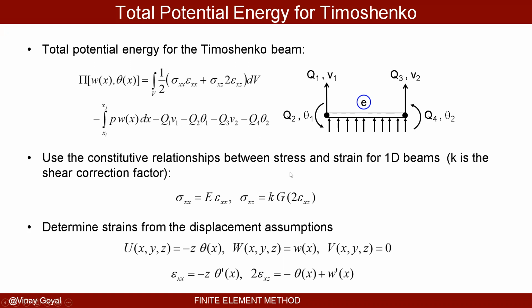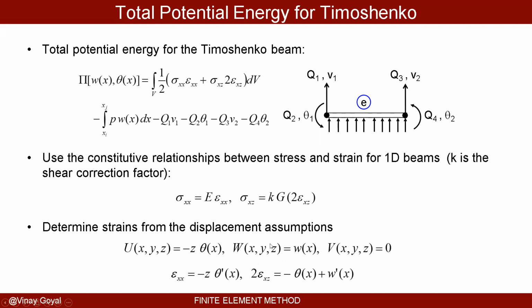We can use the constitutive relationships for 1D beams, and for the axial stress, we get sigma xx equals E times epsilon xx, and sigma xz equals K times G times twice epsilon xz, where K is that shear correction factor we talked about. Remember, the transverse shear in this theory is constant, in real life it is parabolic. This K is trying to correct for that error in the average sense.